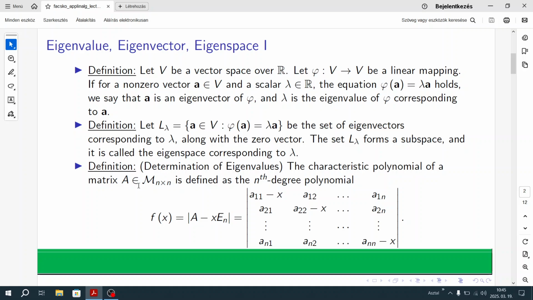For example, rotation. You have a rotation around the z-axis, then that's a matrix. And in this case, all the vectors along the z-axis are eigenvectors, because they don't change. The rotation will not change them, if you don't consider the length of the vector.